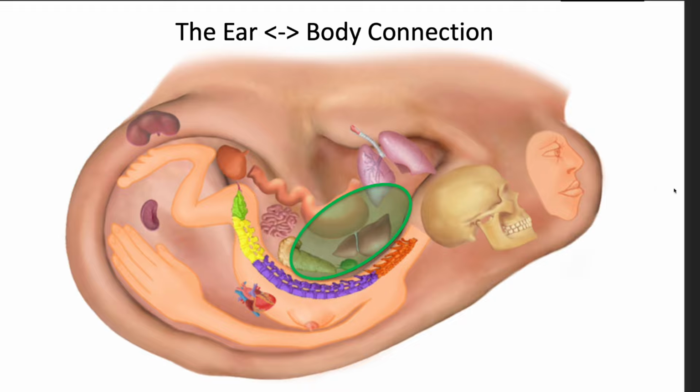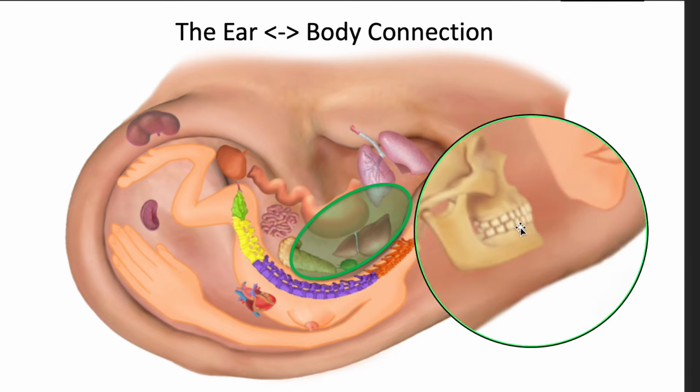Now, the ear is one of my favorite ways to diagnose and treat. And why is that? That's because there's a connection between the ear and the body and the brain and the mind and the emotions and existence that exists outside of the nervous system. What do I mean by that? Well, let's have a little example here.